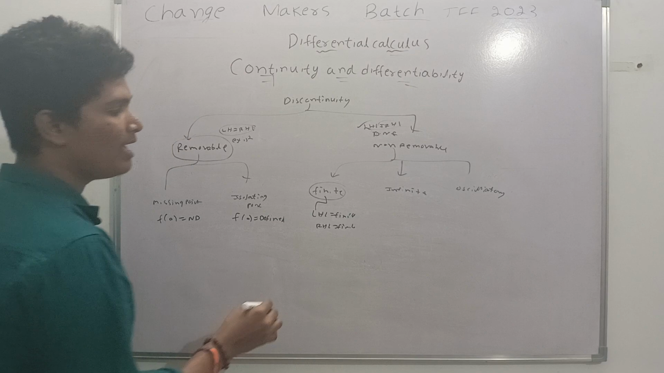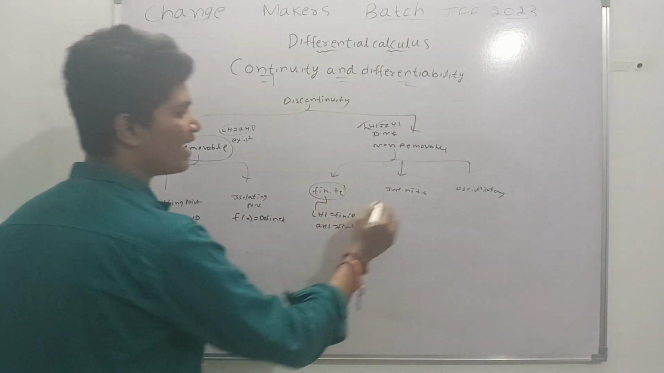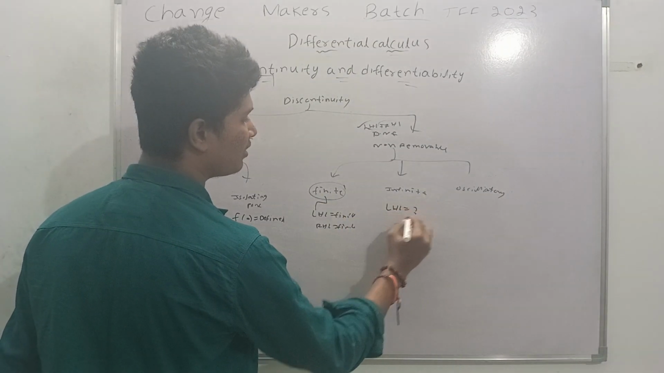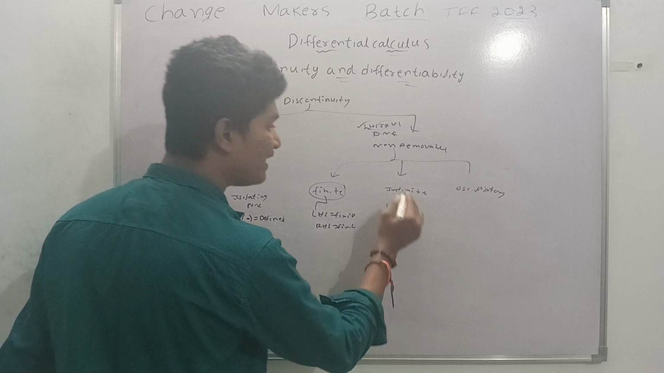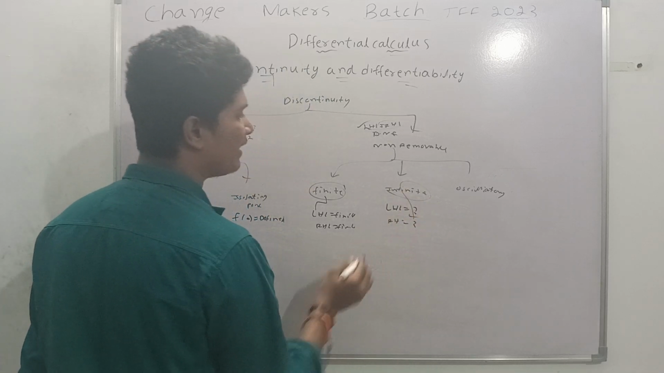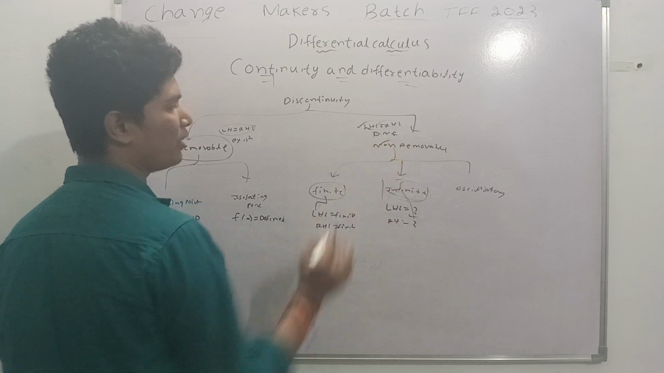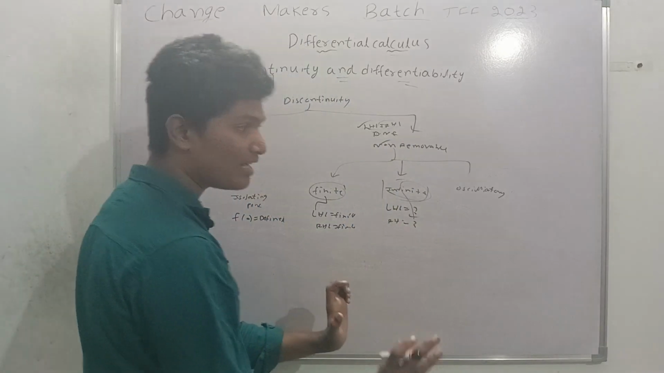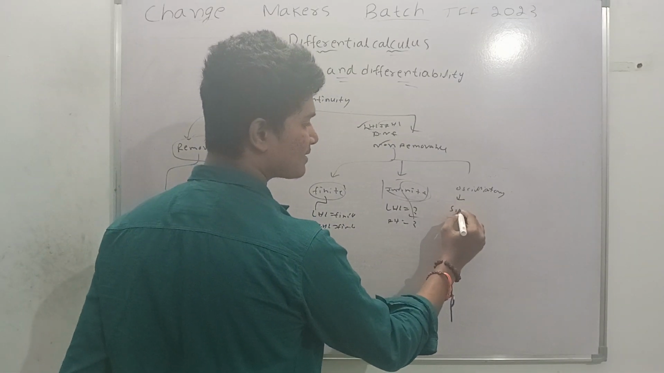LHL is not equal to RHL. Okay, understand? And in the infinite type, the LHL is infinite and the RHL is infinite, that is, any one of them is infinite. It is completely infinite, a non-removable discontinuity. And if it is oscillatory, you can definitely see that with sin x.